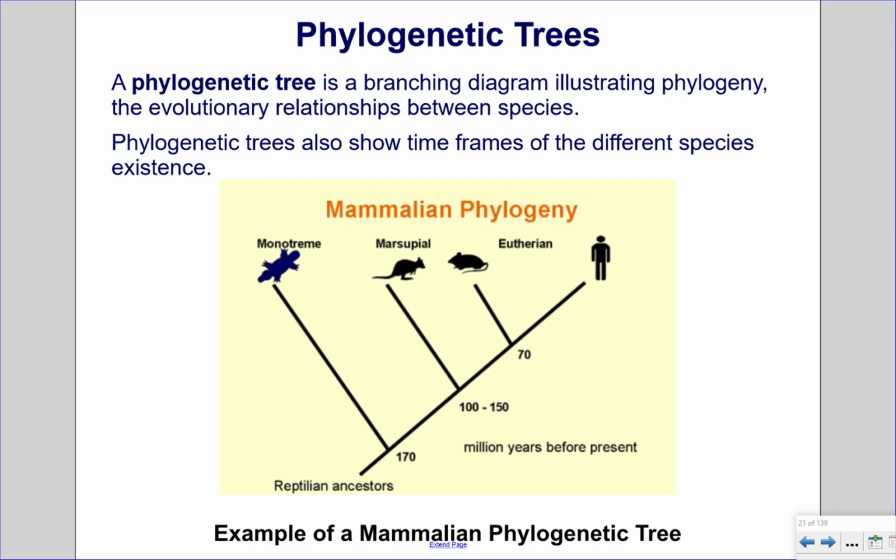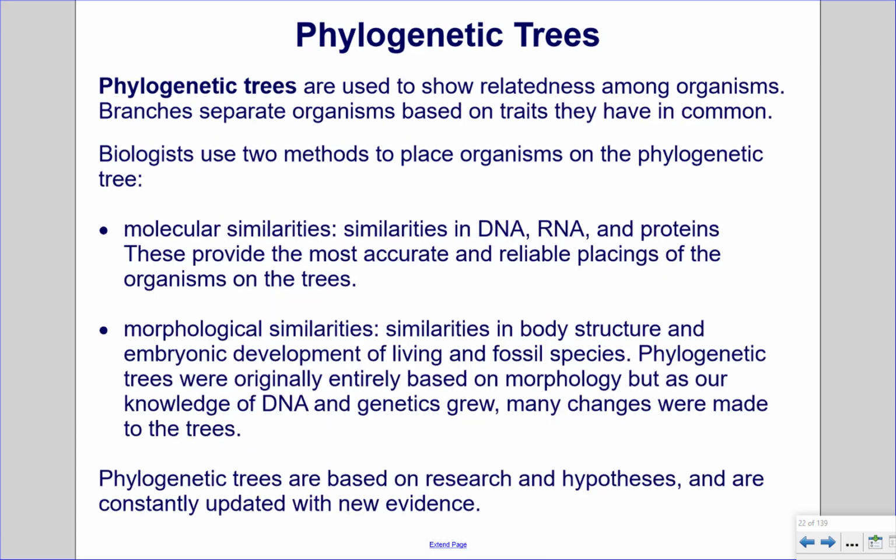Both methods represent hypotheses about evolutionary relationships between lineages and are constantly being revised based on evidence. Phylogenetic trees. A phylogenetic tree is a branching diagram illustrating phylogeny, the evolutionary relationships between species. Phylogenetic trees also show time frames of the different species' existence. This is an example of a mammalian phylogenetic tree.